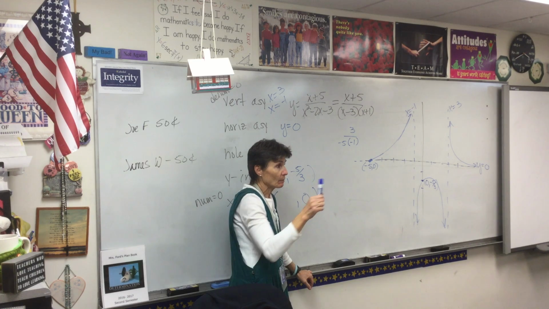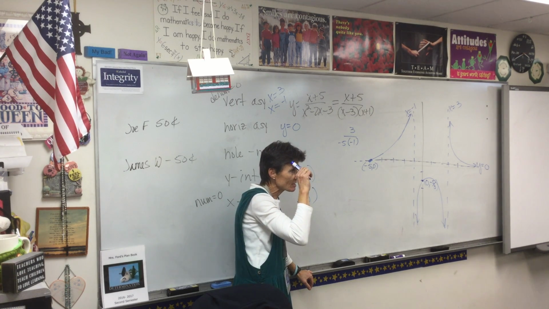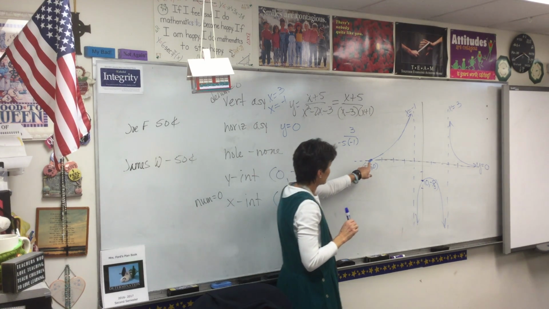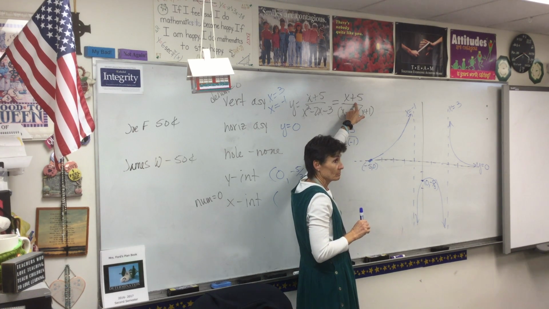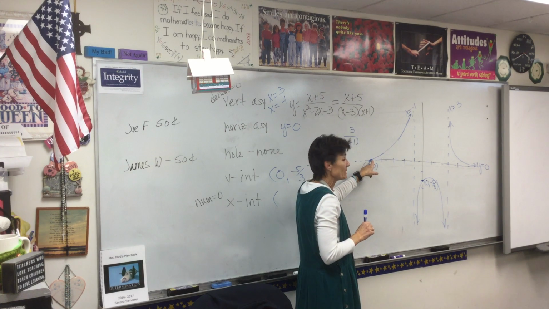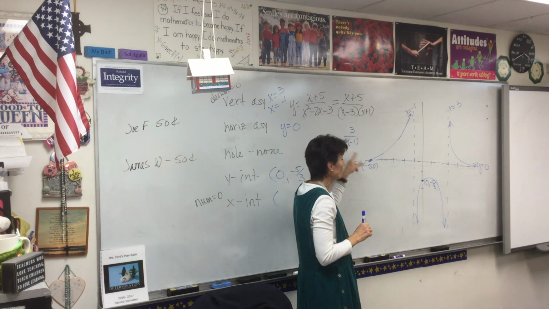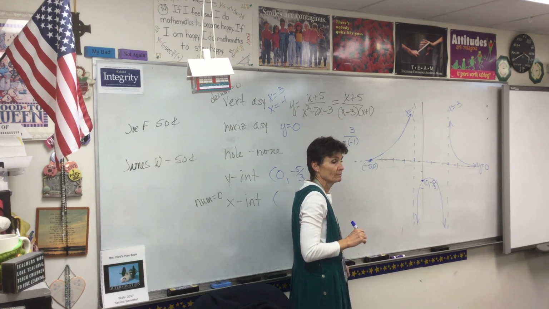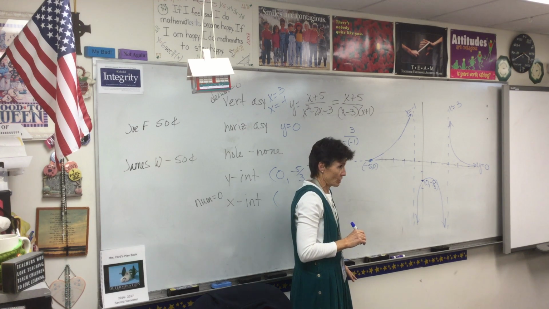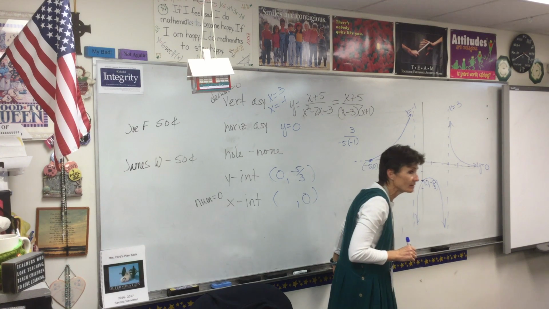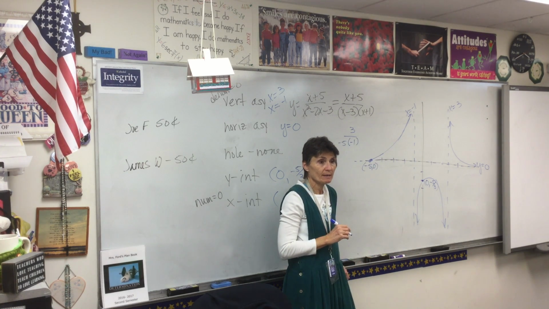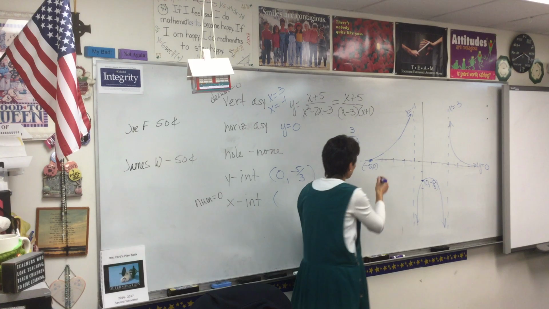Okay. Now, kids, think about this for a second. See that dot right there? Is there any reason to think that it's going to bounce off, or do you think it's going to go right through? It's going to go right through. What would be the only time it would bounce off? If it had a squared on it, right? It doesn't. So it's going to go right through.